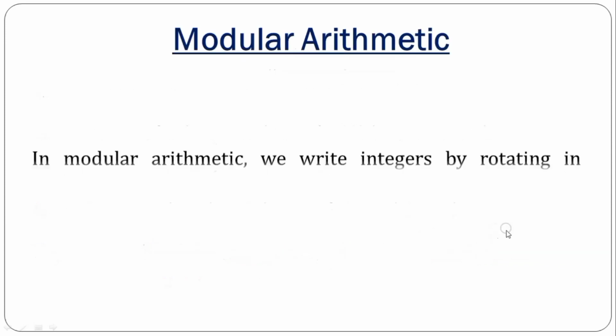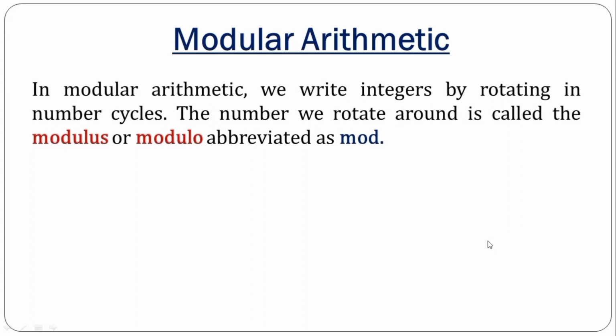In modular arithmetic, we write integers, which are whole numbers, both positive and negative, by rotating them in number cycles. The number we rotate them around is called the modulus or the modulo, which is abbreviated as mod. So for instance, I want to write 5 in mod 2. This is how we write it.